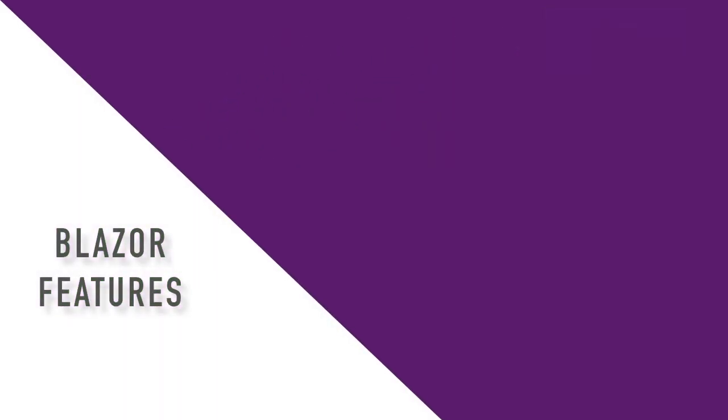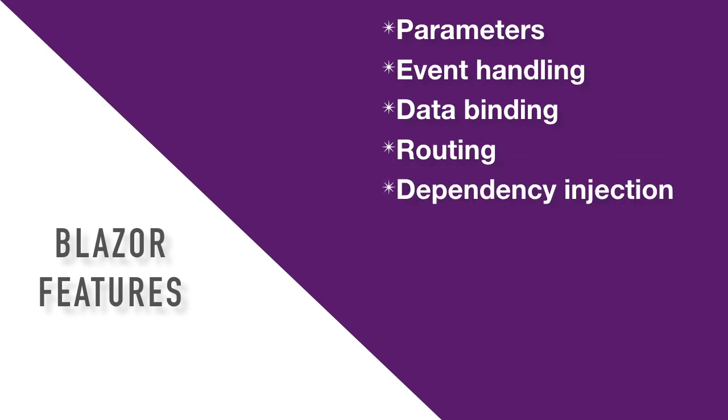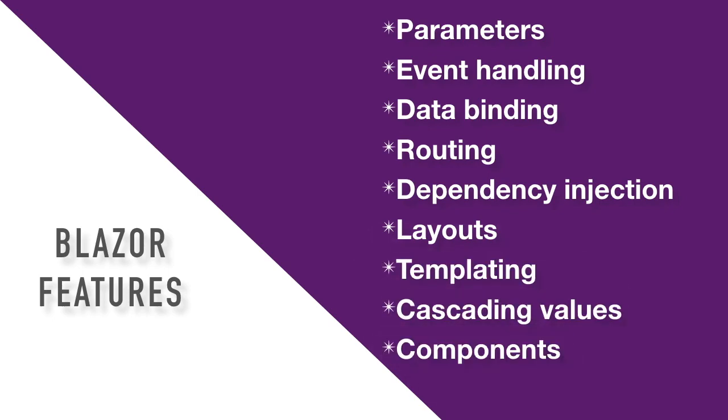And Blazor has the most common features available in single-page application frameworks like Angular, React, Vue, and those features are passing parameters, event handling, data binding, one-way and two-way data binding, routing, which is single-page routing, dependency injection, layouts and templating, cascading values, and components. When it comes to a single-page application, components and routing play an important role. So when it comes to components, you have to learn about components very well. The very important thing in a single-page application is the component.